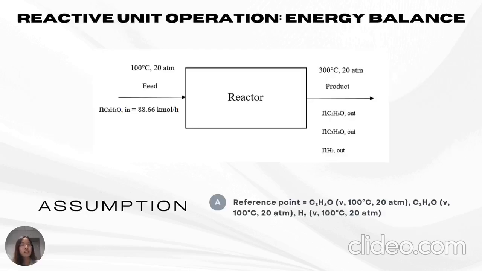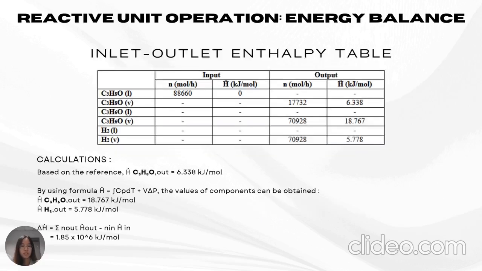Now we are going to calculate the energy balance, and this is the assumption we made for the calculation. The reference point for all the species is set to be the same, which is vapor state, 100 degrees Celsius and 20 atm. As usual, we create an inlet-outlet enthalpy table, and as the value of isopropyl alcohol cannot be found in the table, based on the reference, the enthalpy of it is 6.338 kJ per mole. By using the formula, the values of the component can be obtained as below.